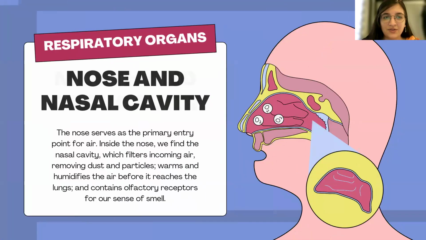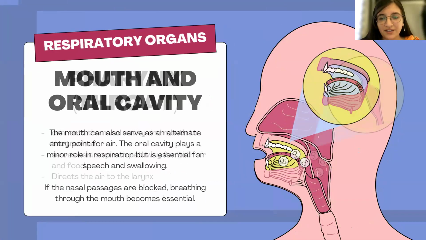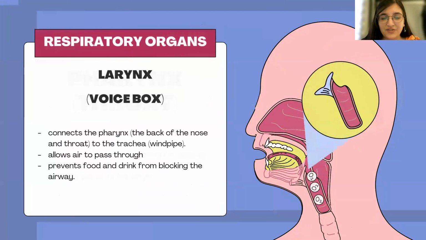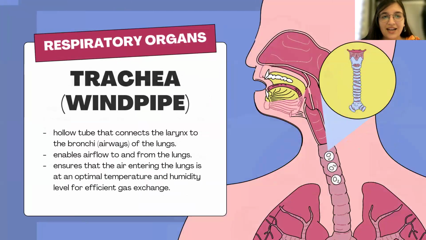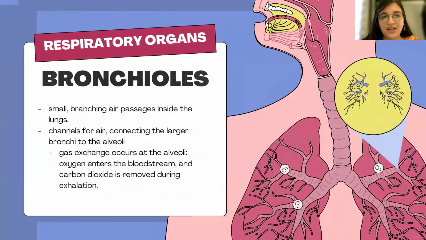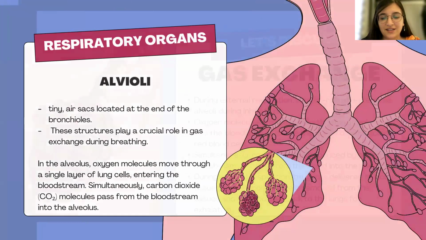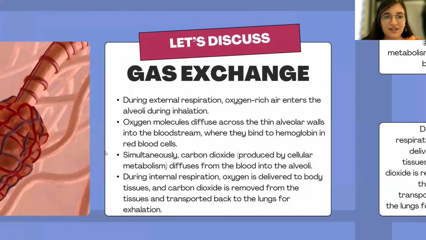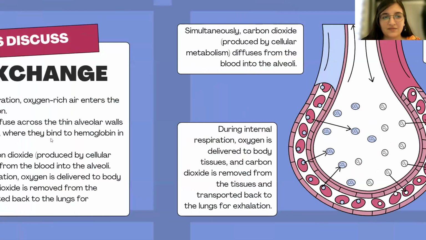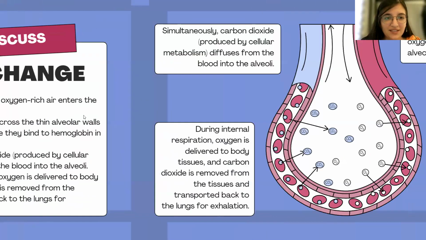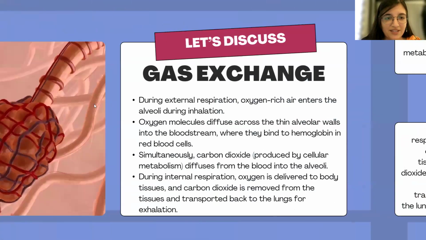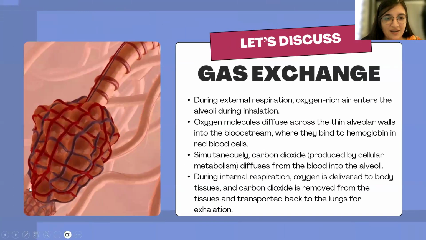Nasal cavity, nose, mouth, oral cavity, pharynx, larynx, trachea, bronchi, bronchioles, alveoli, and the gases. By the way, this is a picture of alveoli as well. And you can see the red blood cells are all in this vessel, the bloodstream. The blue one is the one carrying the carbon dioxide. The red one is the one that carries oxygenated blood.